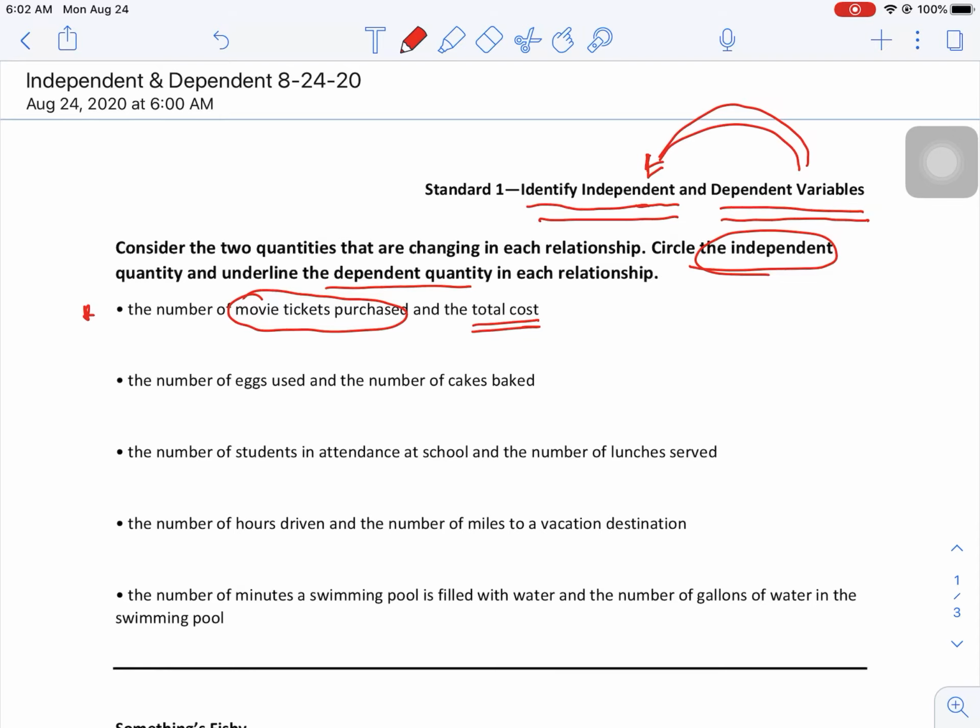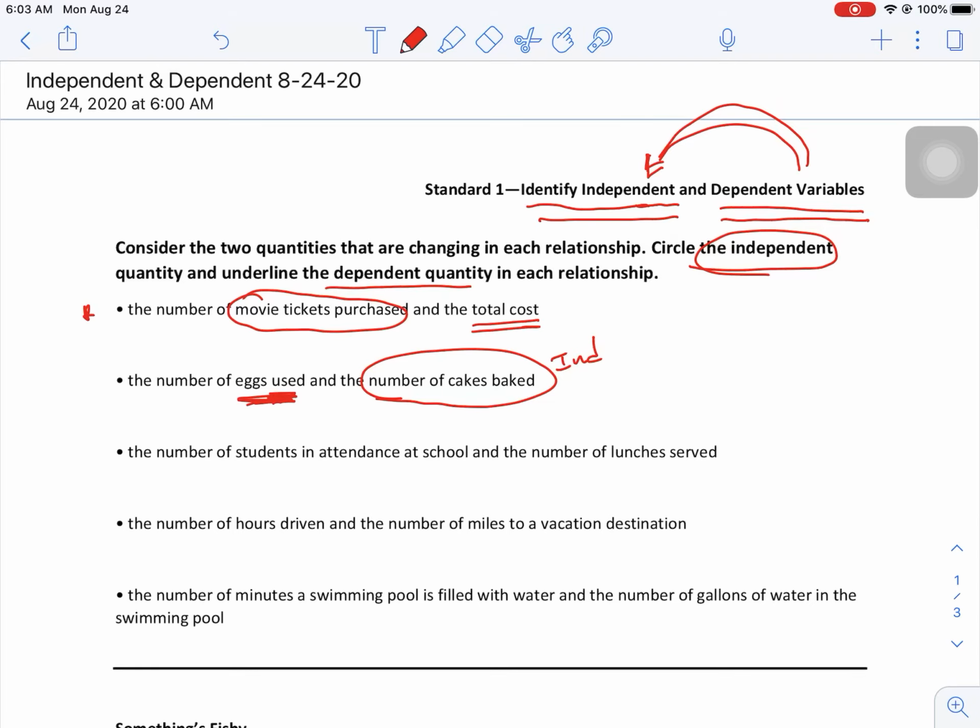Okay? Now the next one's a little harder. It's hard to see at times, but it says the number of eggs used and the number of cakes baked. Well, we have to understand that used means that it was done afterwards, okay? So if we know the number of cakes we bake, then we know how many eggs we used. So the number of cakes baked is the independent. All right? Some people may say, well, we can't bake a cake unless we have eggs. Well, they're not asking that. They're talking about the number of eggs that were used, like in past tense.